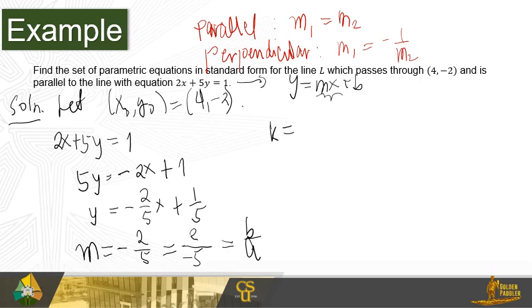Okay, isa-solve muna natin yung k. Since B is positive, positive yung gagamitin natin. So meron tayong k equals 1 over the square root of A squared plus B squared, which is square of negative 5, that is 25, plus 4. So meron tayong k na 1 over square root of 29, and hindi na natin kaya simplify. So let's solve the equation.